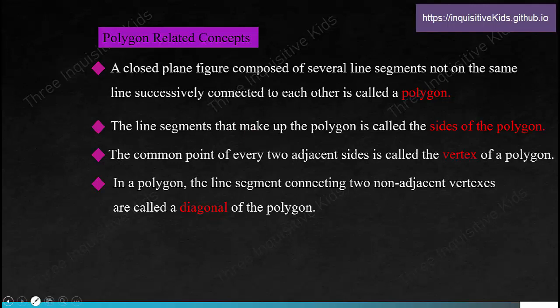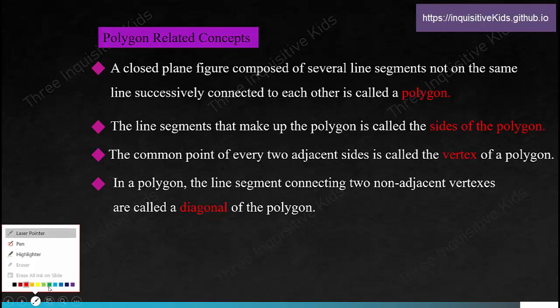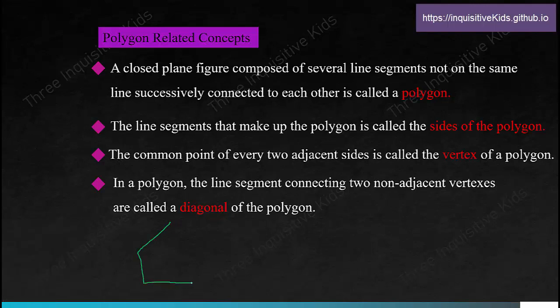For example, the diagonal would be... this is a pentagon, this is pretty bad, but just think of it as a polygon. And then this would be the line segment. Each of these would be the sides. Each of these points where they connect would be the vertices. This whole thing is called a polygon.